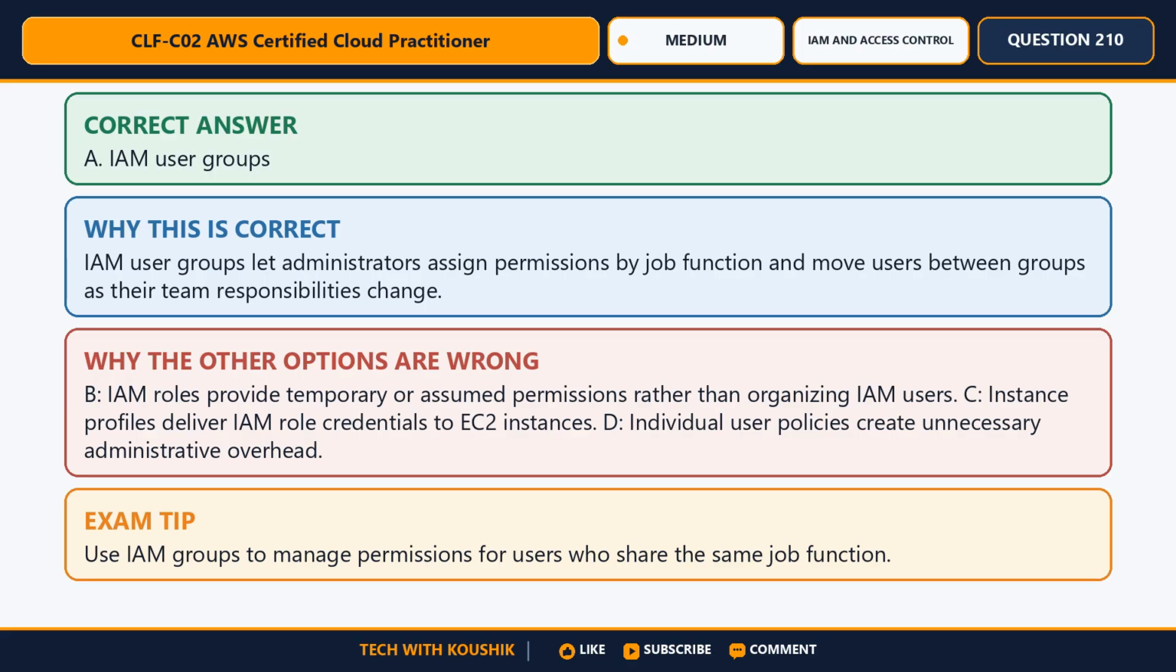B. IAM roles provide temporary or assumed permissions rather than organizing IAM users. C. Instance profiles deliver IAM role credentials to EC2 instances. D. Individual user policies create unnecessary administrative overhead. Exam tip. Use IAM groups to manage permissions for users who share the same job function.